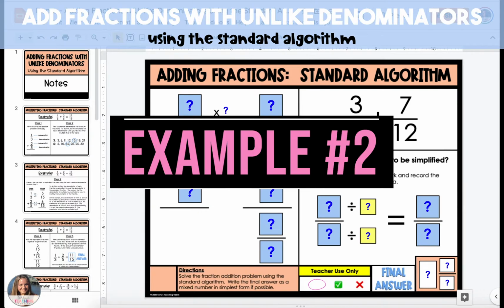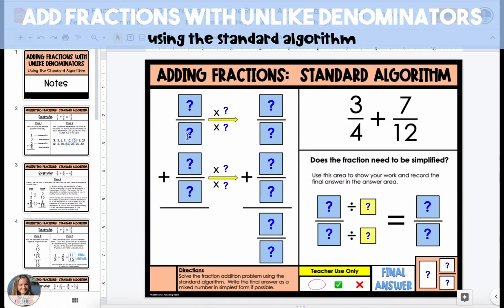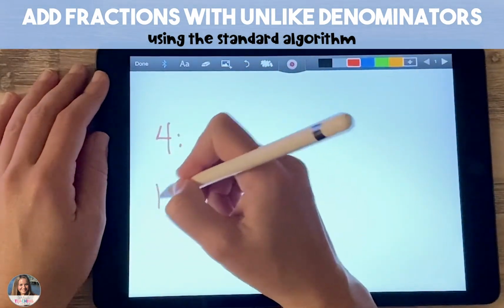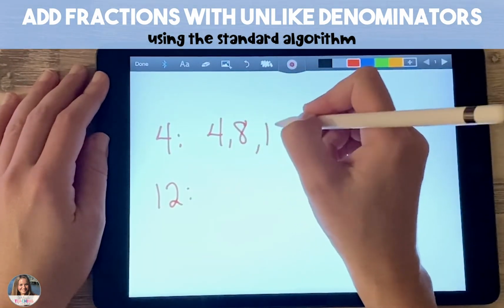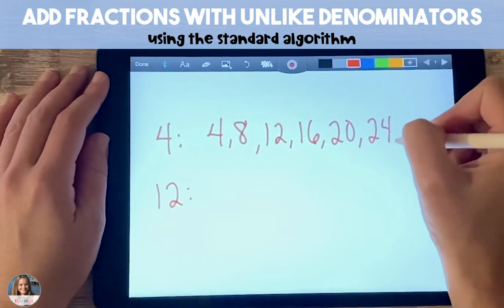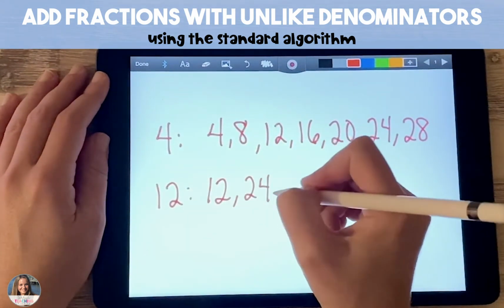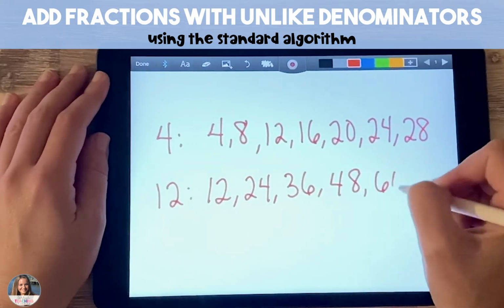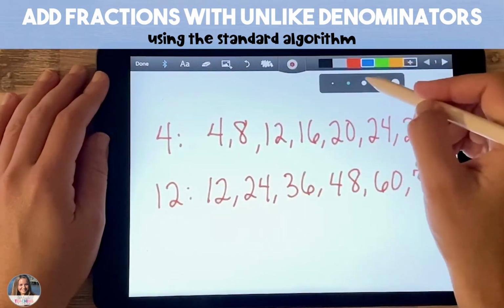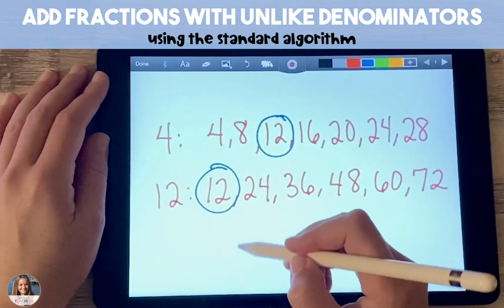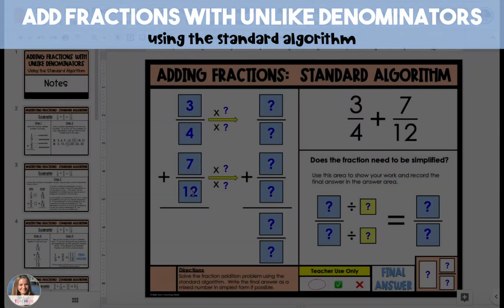In the second example, we're going to add 3/4 and 7/12. Again, we're going to put our original fractions on the left side of our slide, and then we're going to find a common denominator by listing the multiples so that we can find the least common multiple. Start by finding the multiples of 4 and then the multiples of 12. After you've listed several different multiples, you want to find the first multiple that they both have in common, or the least common multiple. In this case, the least common multiple of 4 and 12 is 12.